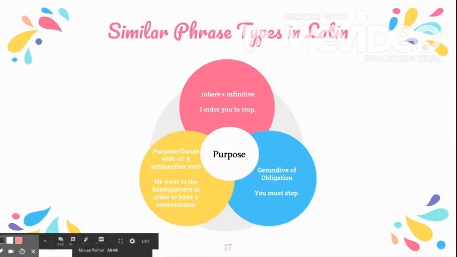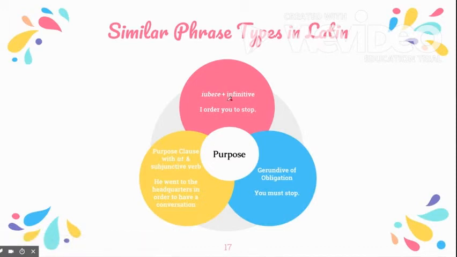The first one is using iubere, the verb of ordering, plus some sort of infinitive. In this sense, an infinitive is a complementary infinitive, which means it completes the thought of iubere. I order you to stop. So what am I ordering you to do? I need to complete that with something, and that's where I use an infinitive. A purpose clause works a lot differently, though, because a purpose clause, number one, doesn't have an infinitive. It does have a little Latin word called ut, but the subjunctive verb expresses a separate action.